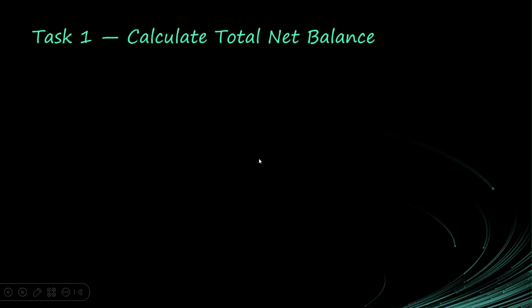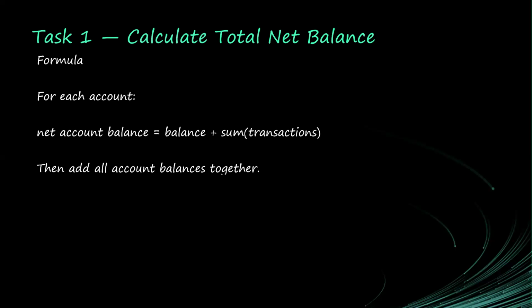So that's what we are going to do. Let us calculate the net balance first. The formula is that for each account, the net account balance will be the balance plus the sum of the transactions, because the transactions are actually arrays. So we'll get the balance and then we'll get the sum of the transactions. Then we should add all account balances together.